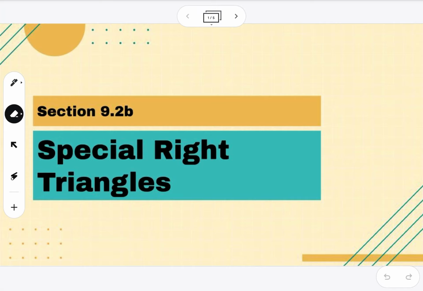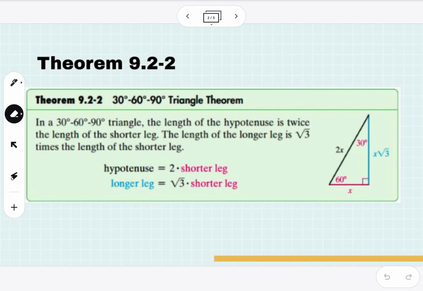Welcome to 9.2b. We're still talking about special right triangles. In this video, we're focusing on the 30, 60, 90 triangle. This one is a little bit more complicated than the 45, 45, 90. So give yourself some grace, be patient. It might take a little while to get used to what we have to do with these triangles. But once you get it, you got it.